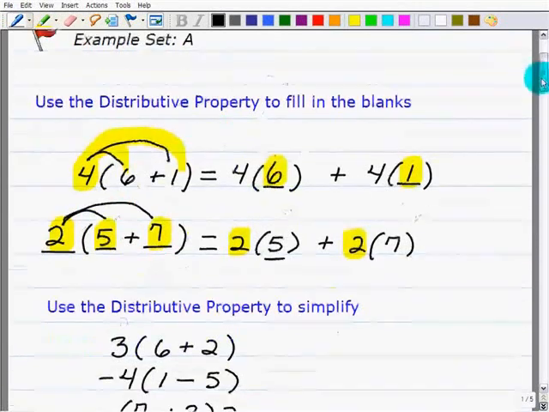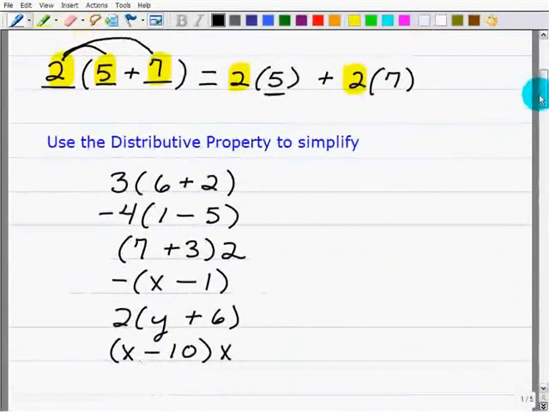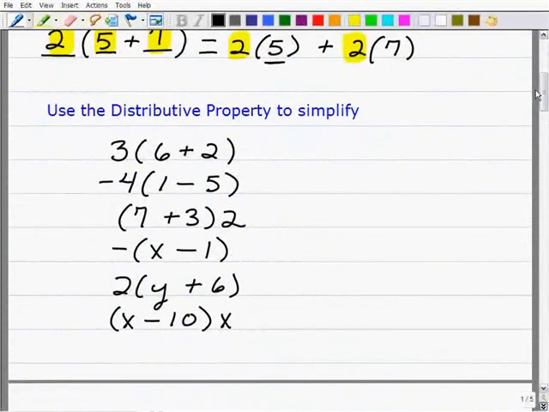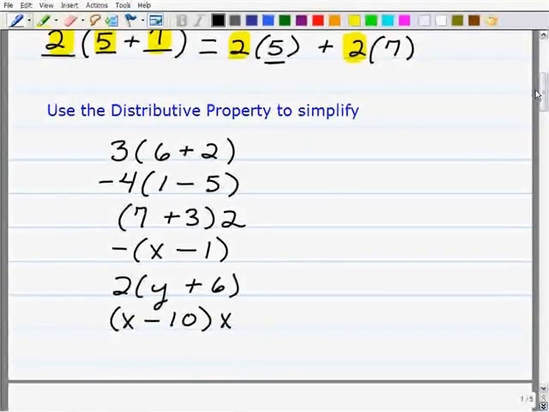All right, so let's go ahead and apply the distributive property to all these different problems here. If you haven't already done so, I'd like you to go ahead and pause the video and try to do these problems. If you already have done it and want to take a look at it, let's go ahead and get into it.